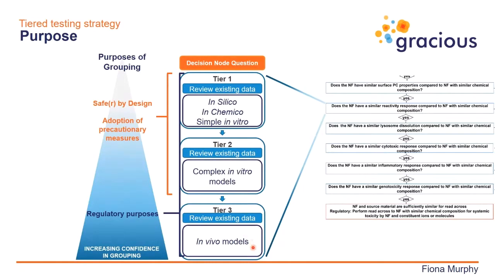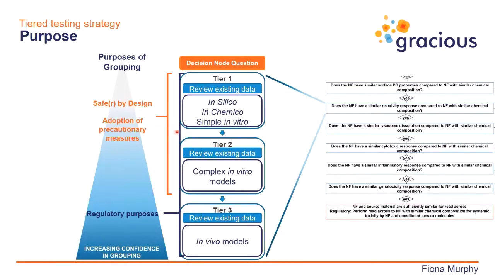Tier 2 would be more complex models such as 3-dimensional, multi-lineage, pathophysiologically relevant cell cultures, and Tier 3 might be animal models. At each tier, we encourage the user to review the existing data available to them rather than going straight to testing, and only do testing to fill data gaps. As you move along the tiers, the level of certainty of the data that you generate should increase. And this is important when we think about the purposes of doing grouping.